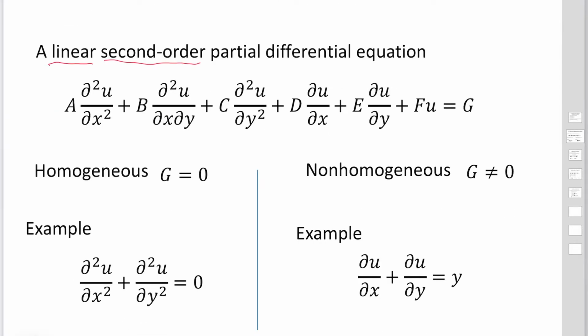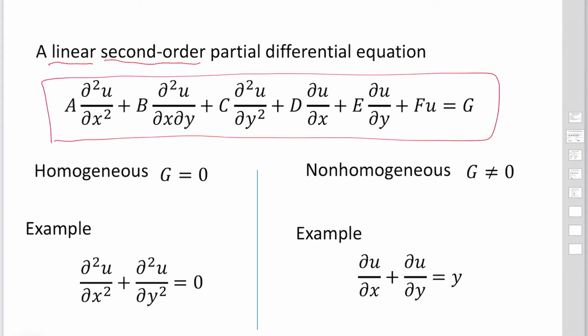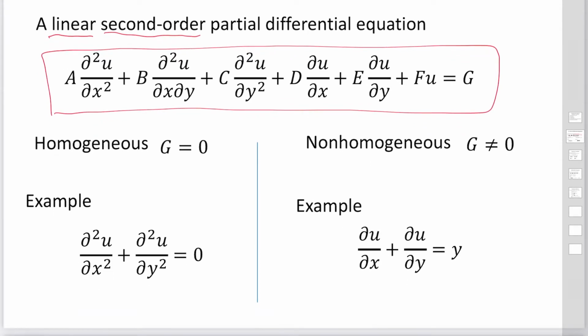In general, the form of the differential equation is expressed like this one. Capital A, second derivative of u with respect to x, plus B, second derivative of u with respect to x and y, and C times second derivative of u with respect to y, plus first derivative of u with respect to x plus partial u partial y plus u equals g. When the right hand side g is equal to 0, we call that equation a homogeneous differential equation.